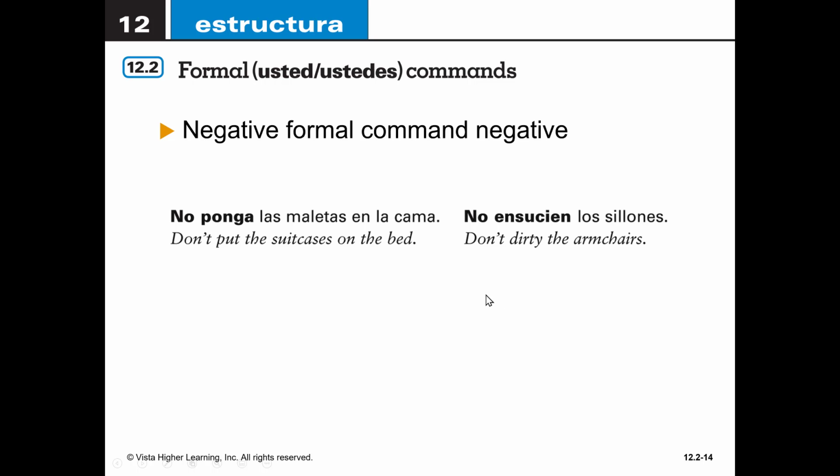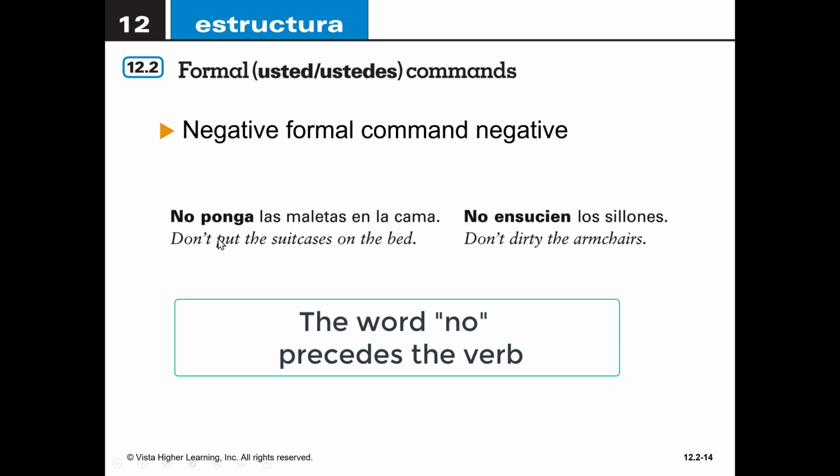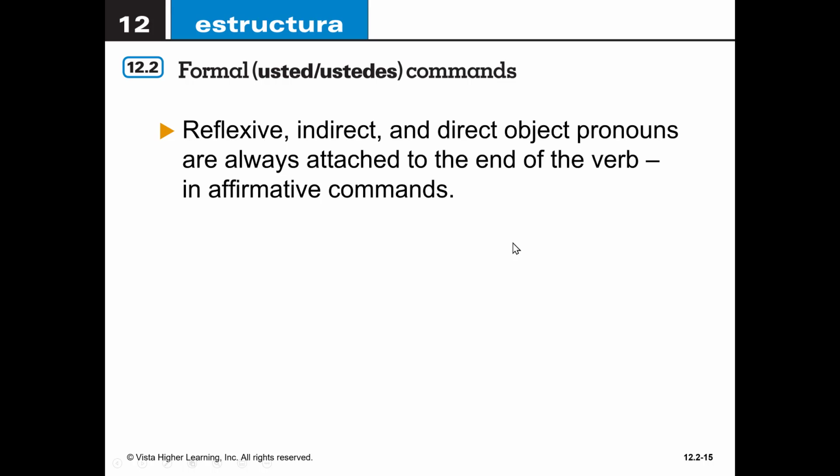What happens if I want to make it into a negative? Just put the no right in front of, in this case, ponga, ensucien. No ponga, no ensucien. What happens if I have pronouns? For example, reflexive, indirect, or direct. Then in that case, if it's an affirmative command, attach it.